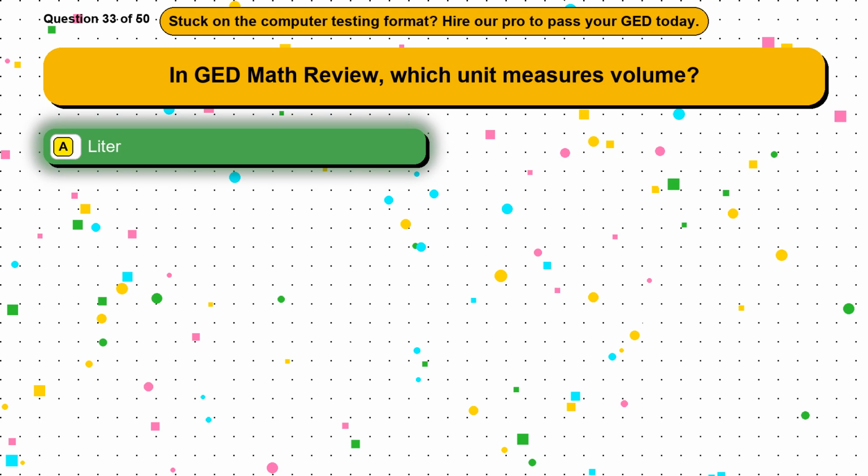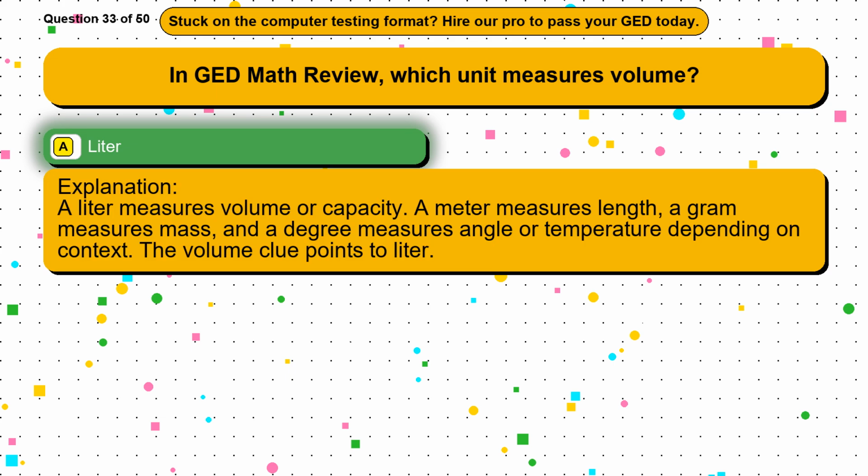Liter. A liter measures volume or capacity. A meter measures length, a gram measures mass, and a degree measures angle or temperature depending on context. The volume clue points to liter.